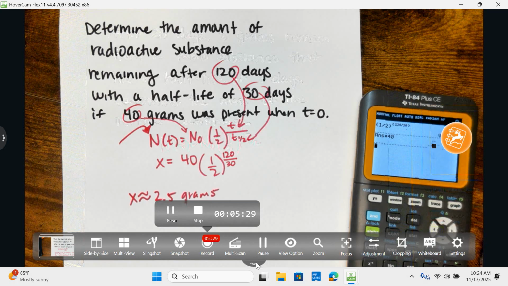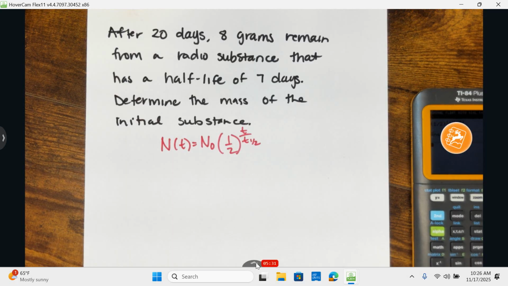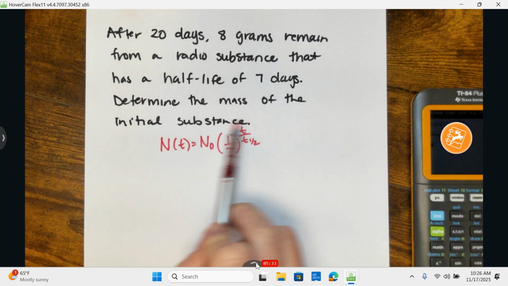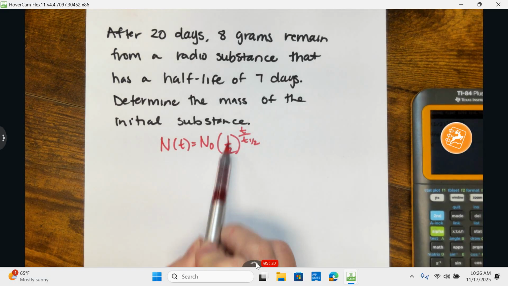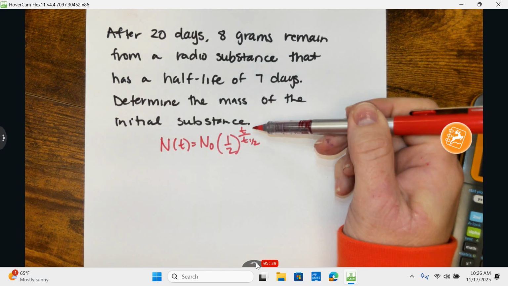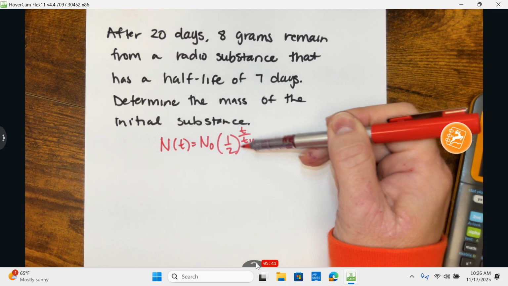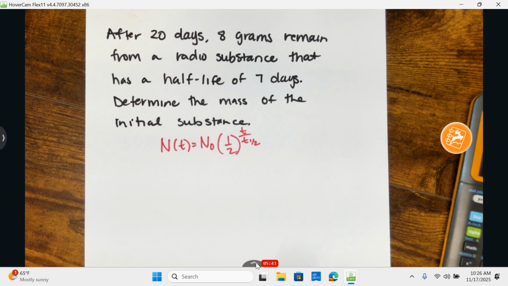Looking at example number 9. Again, this is something that's new to some students. So this is the remaining amount, the initial amount. We're working with the half-life right now. This is the time that has elapsed, and this is the half-life of a particular substance.